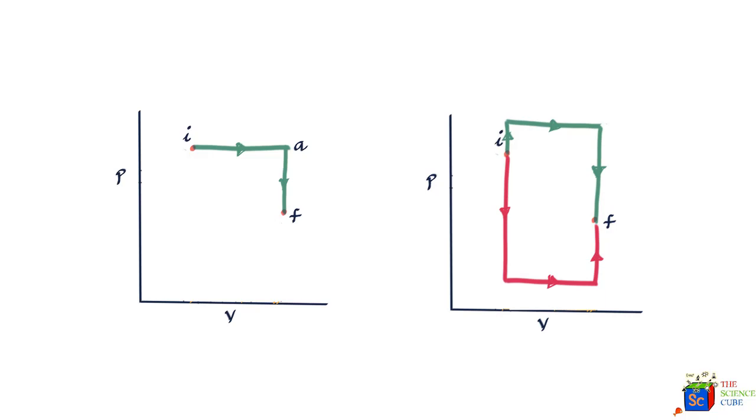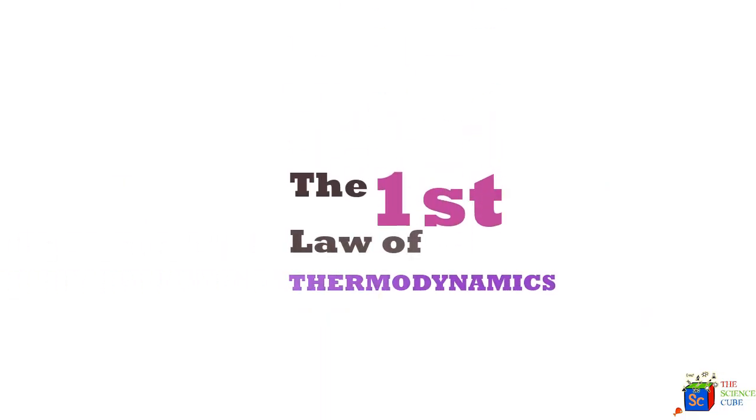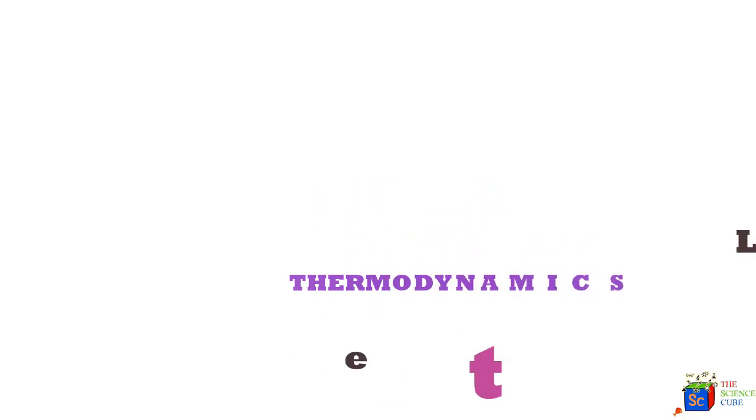In fact, there are infinite number of paths where varying degrees of work W is done and varying values of heat put in the system or taken out. So we can therefore say that the heat put and work done depends on the path we take from I to F. So all that we have learned so far equips us to understand the first law of thermodynamics.